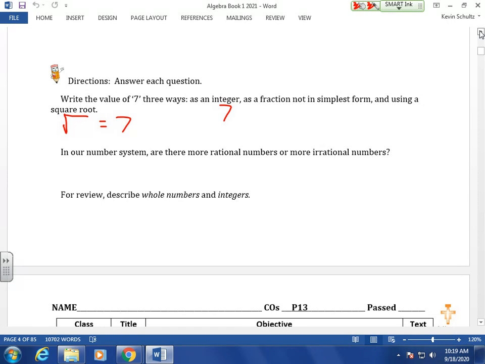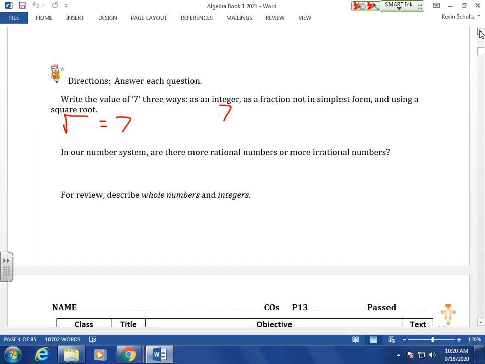Next question. In our number system, are there more rational numbers or irrational numbers? Think about that. In our number system, are there more numbers that are classified as rational or more that are classified as irrational?